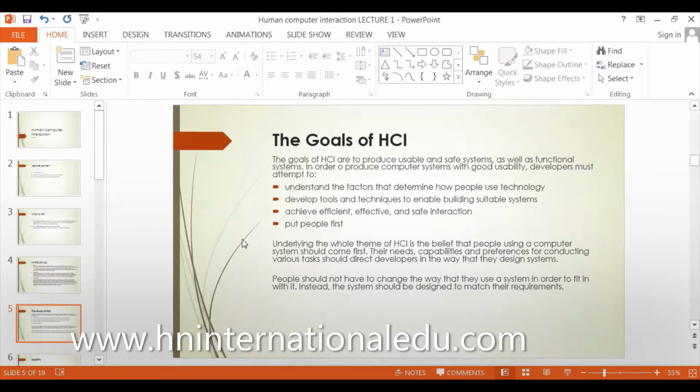Okay, you cannot say, I have made this system, it is very difficult, so what, people will have to learn. No, you must modify your system according to your audience. Their needs, capabilities, and preferences for conducting various tasks should direct developers in the way that they design systems. People should not have to change the way they use a system in order to fit in with it. Instead, the system should be designed to match their requirements. Okay, this is a goal of HCI.